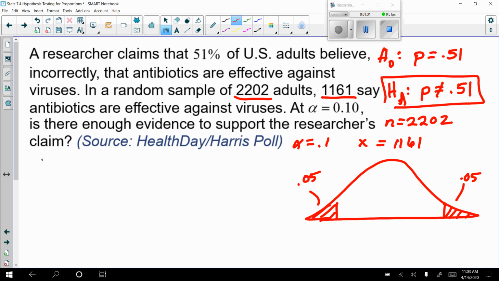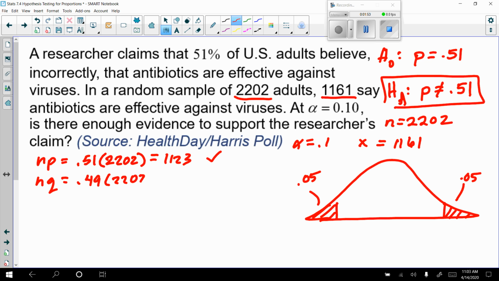So first we're going to make sure that we can proceed with the test. So NP, and I should have done this on the last example too, NP would be 0.51 times 2,202, which is 1123, which is greater than 5, and NQ, which is 0.49 times 2,202, is equal to 1079, also greater than 5. And they tell us that the sample is random. So we need to find the standard error.